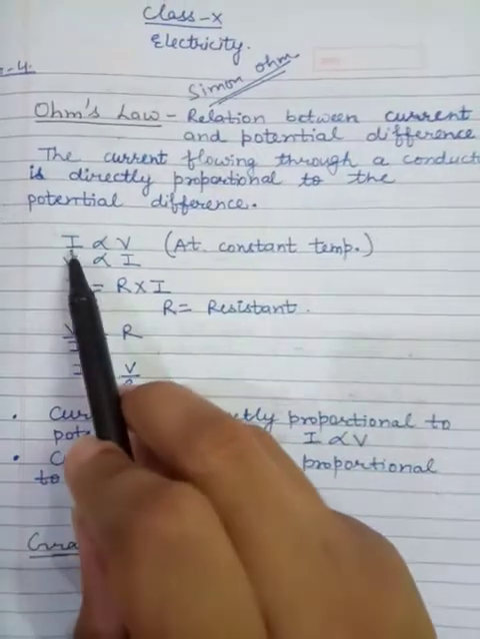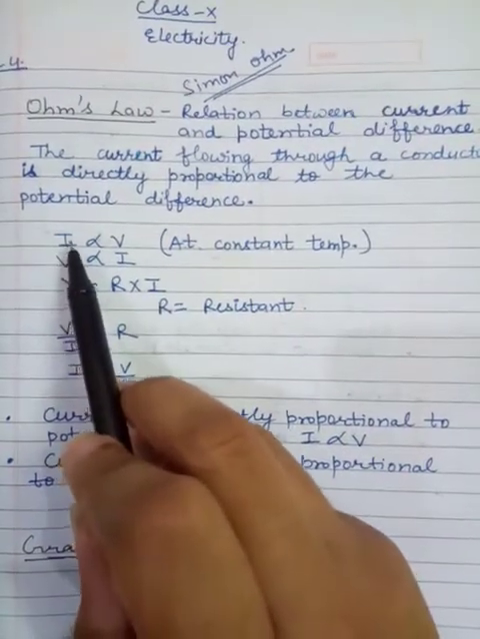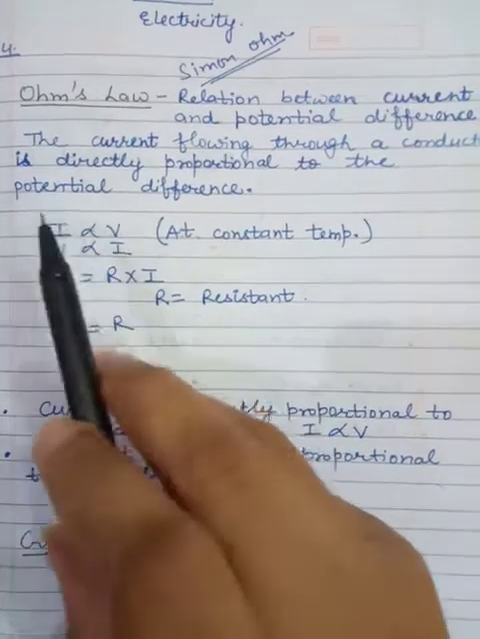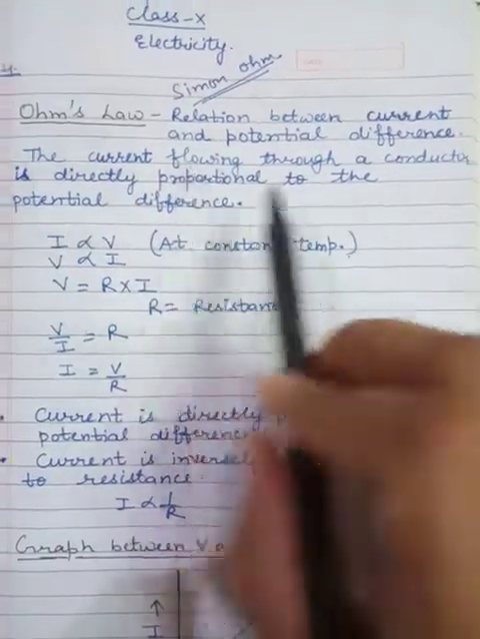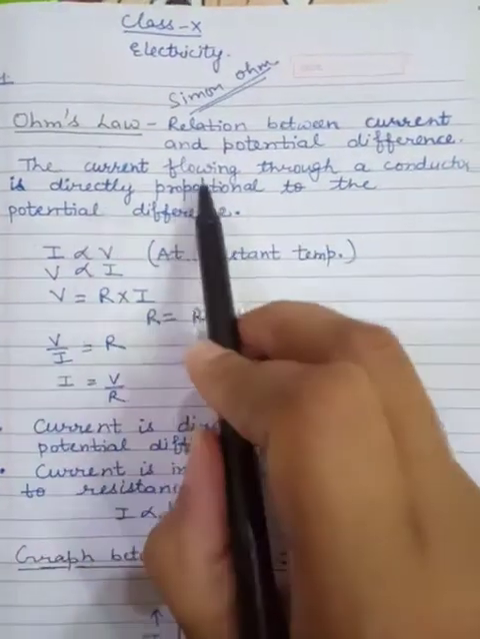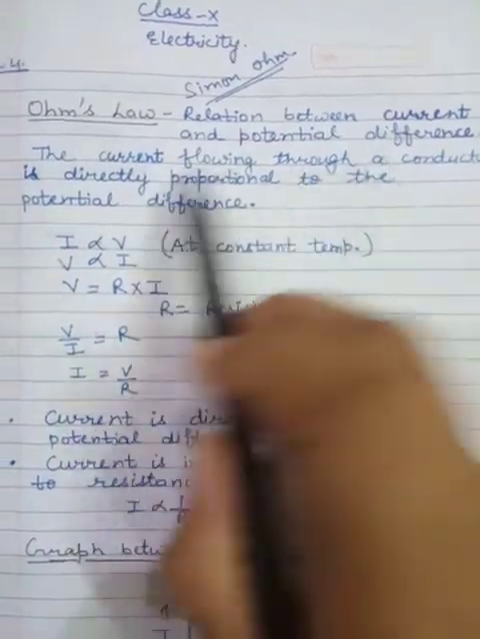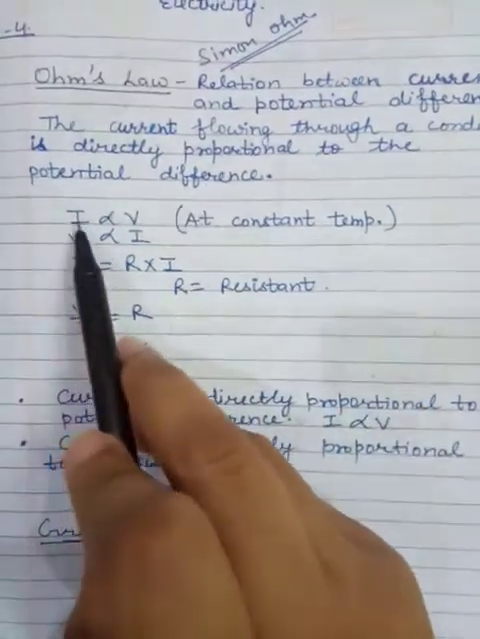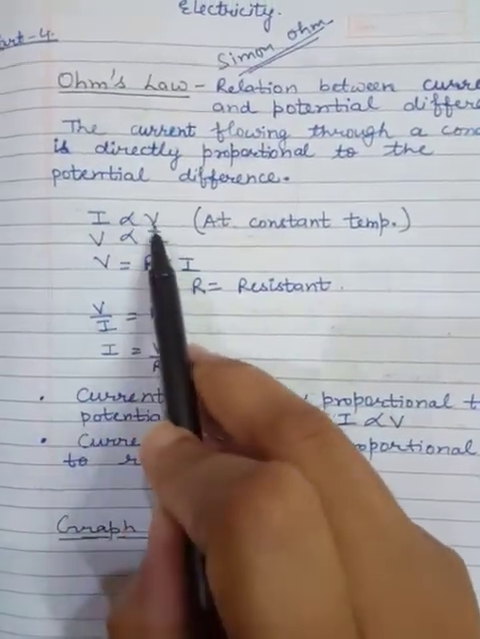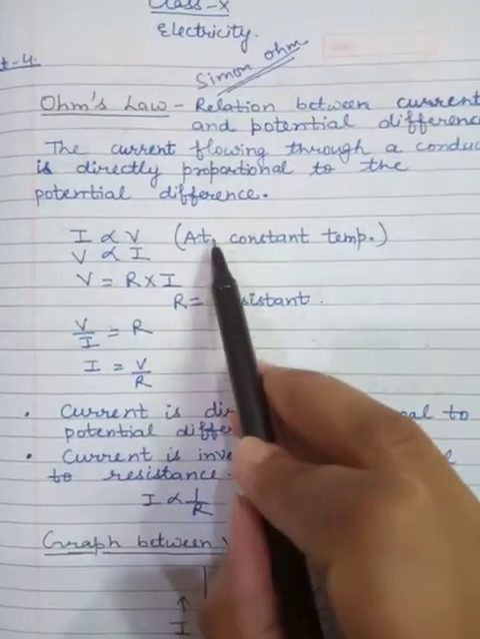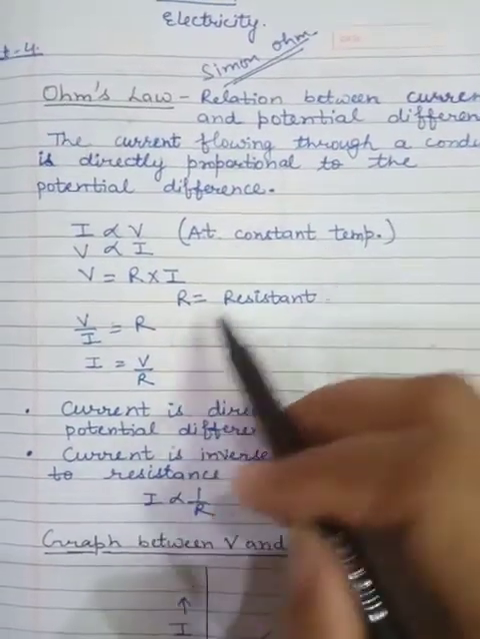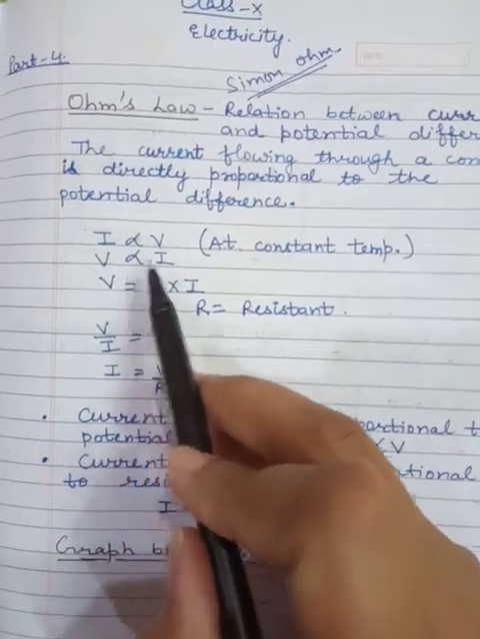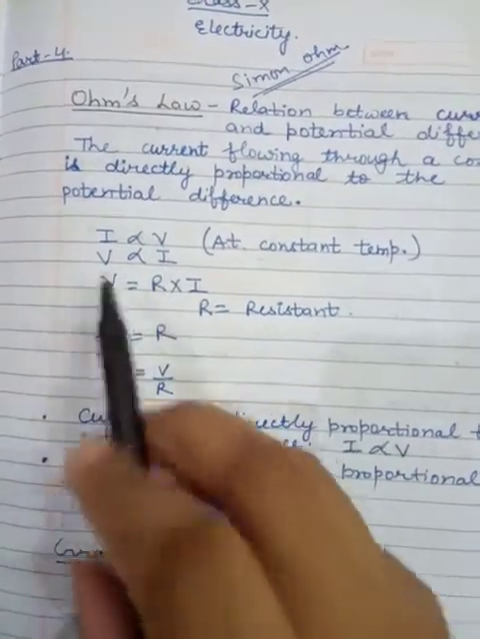As we know, current is represented by I and potential difference is represented by V. So according to this law, the current flowing through a conductor is directly proportional to the potential difference. So I is proportional to V, at constant temperature. We can also write that V is directly proportional to I.